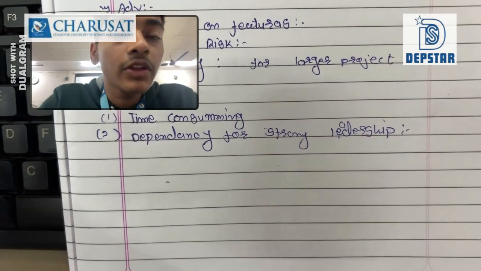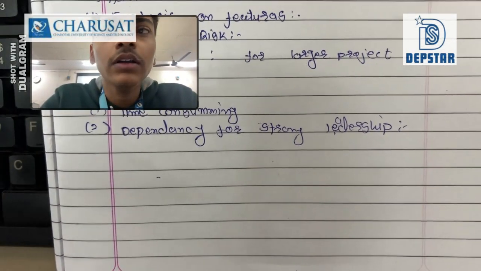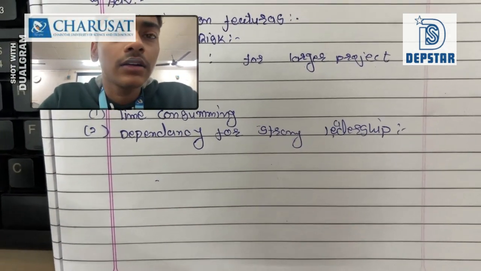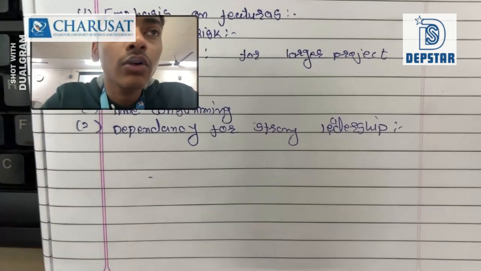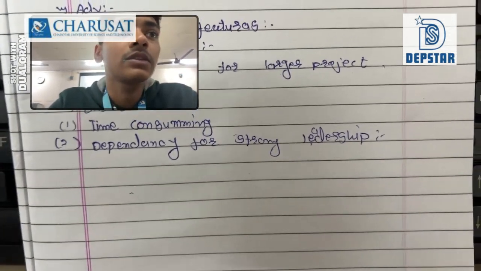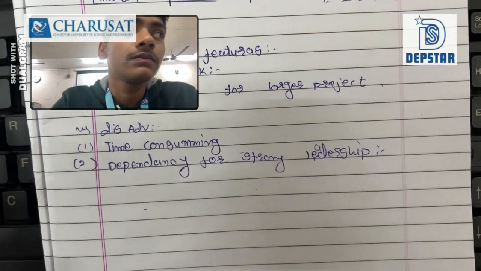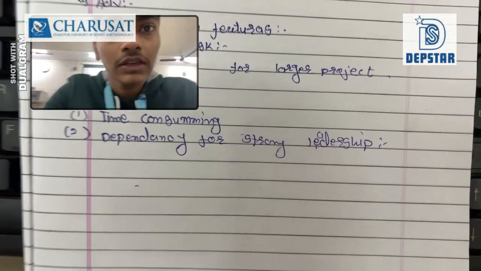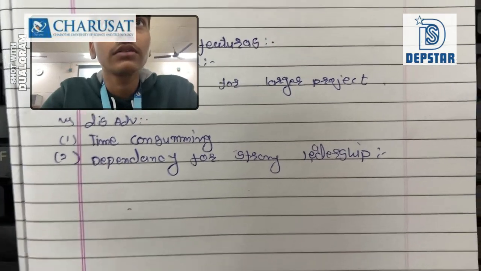Another disadvantage is dependency on strong leadership. If we don't have a strong leader, then we are not able to connect a proper team with a proper set of features, so our project quality is going to decrease. So this is FDD.